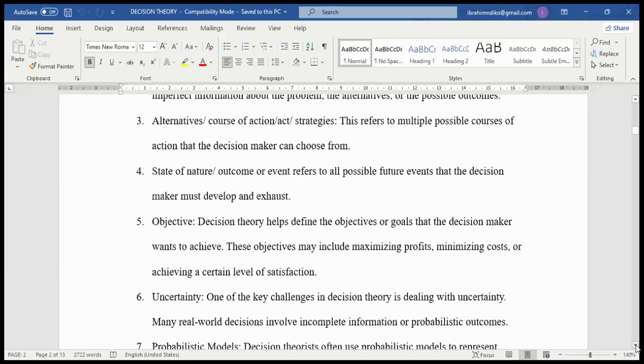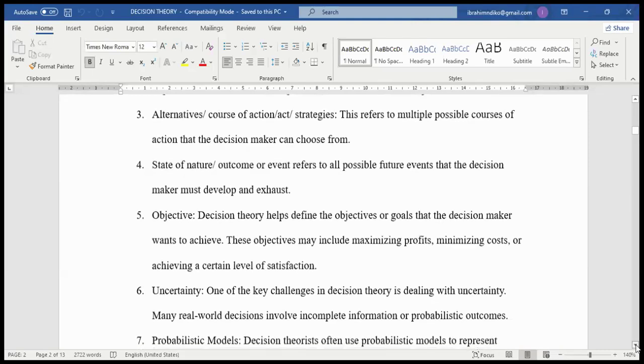Now, when we combine economy in those three terms, then we can call them state of future event or state of nature in the future, to refer to all possible future events that a decision maker must develop and exhaust. That is, we can have a boom economy, a recession, we can have moderate, we can have worse, and so on. So that's all about the state of nature.